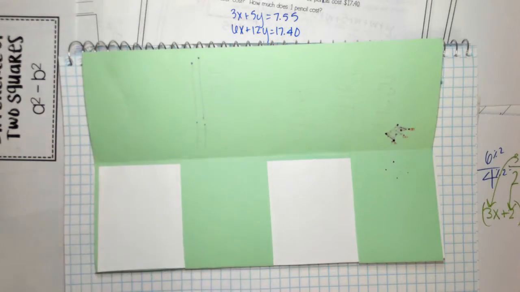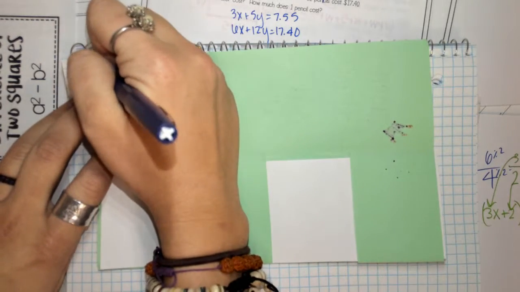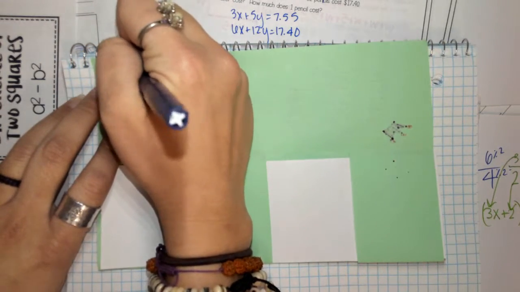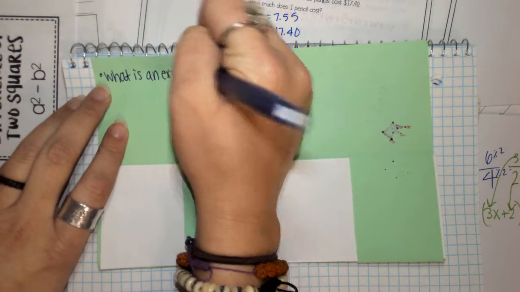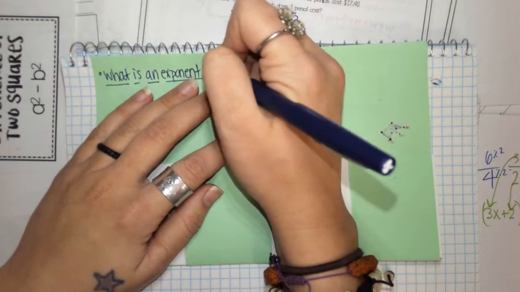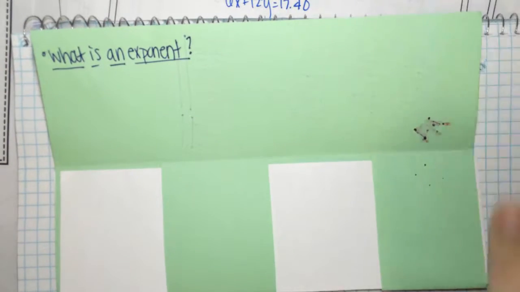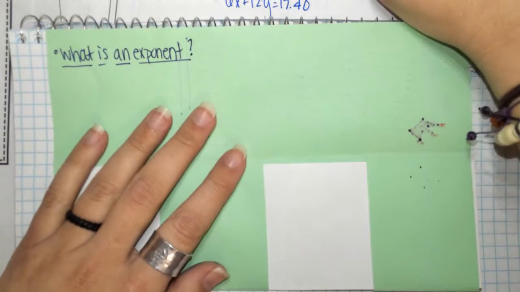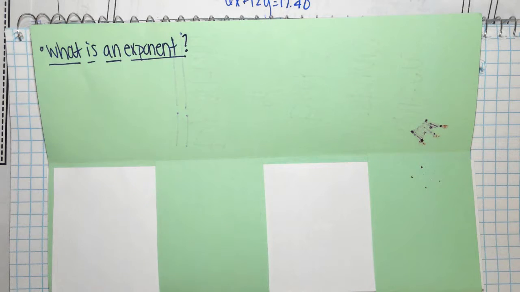All right, so the first thing that we're going to write down is what is an exponent? And we're going to write it on the inside of this flap. And I want you to define what an exponent is to you so that the notes make sense, because sometimes my words may not always translate. So what is an exponent? No one in this whole room knows what an exponent is?